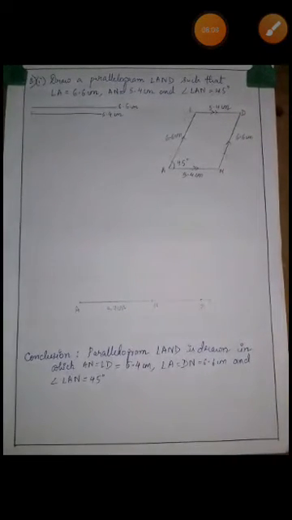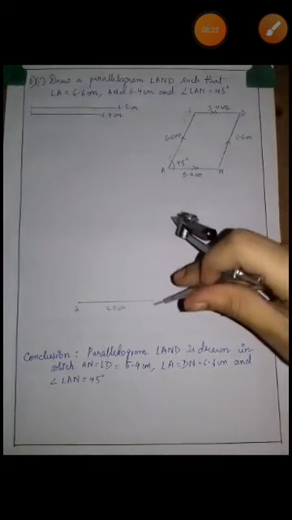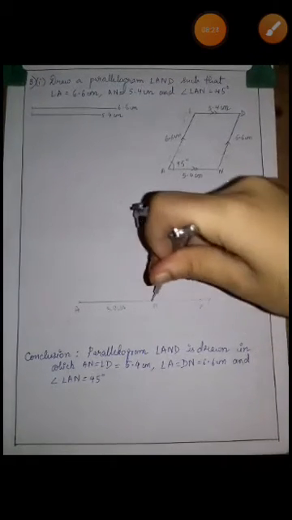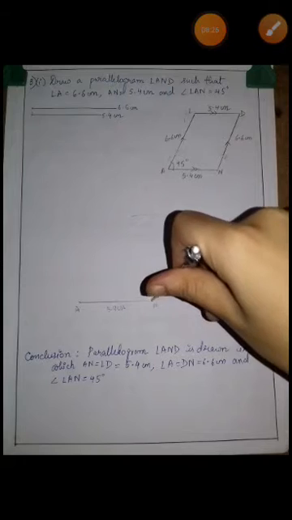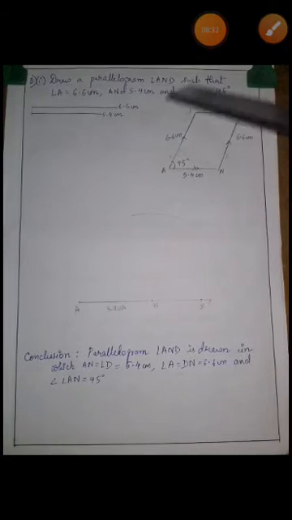Now see children, here you have ND, that is 6.6 centimeter. So you just draw an arc of length 6.6 centimeter. Just draw an arc, and after that you will get the point. So just draw an arc of length 6.6 centimeter.